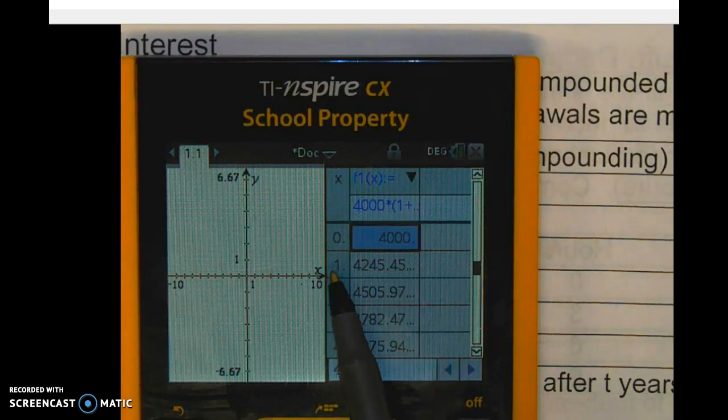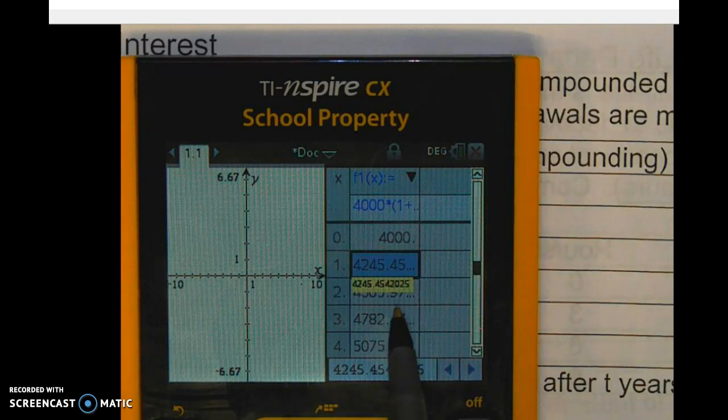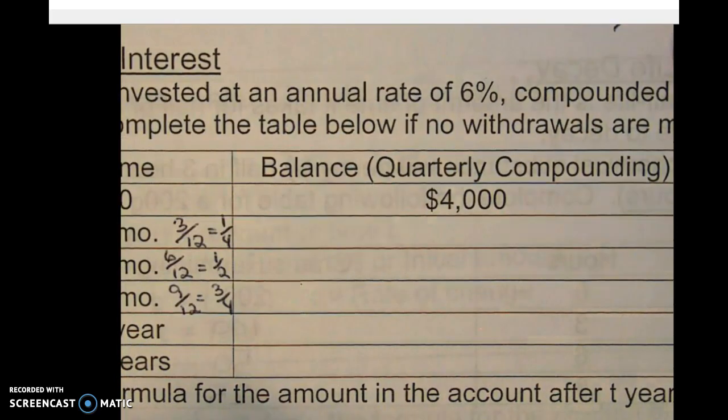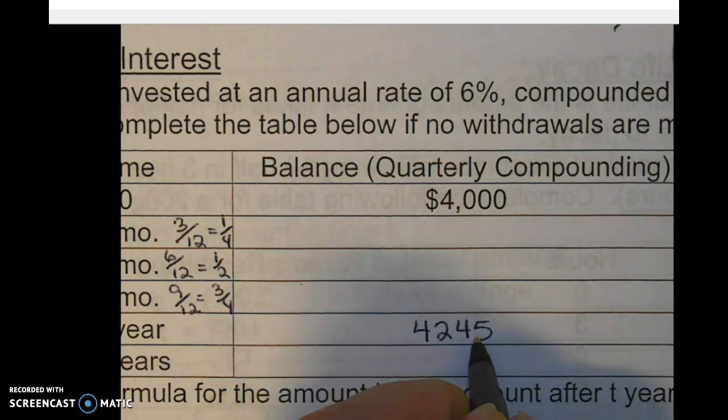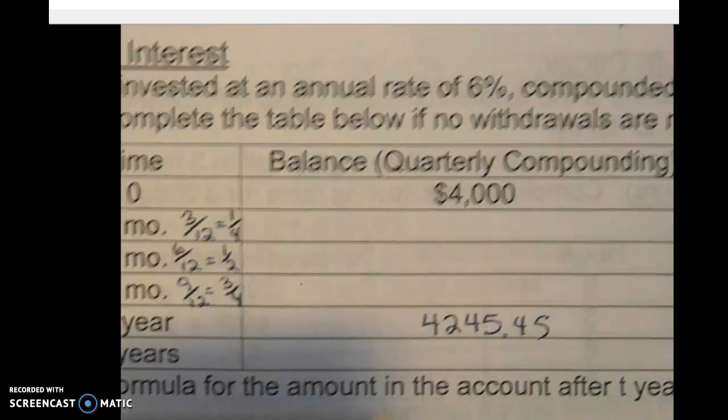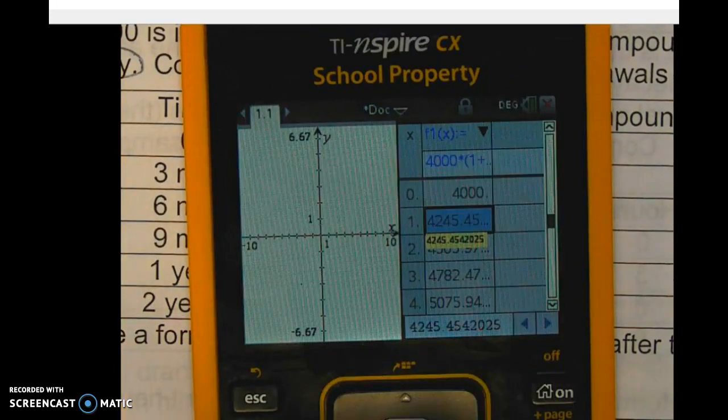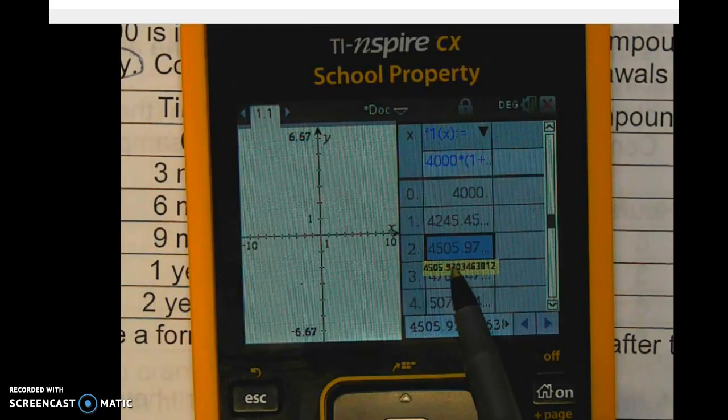And in 1 year, we're at $4,245.45. Now, if I highlight that, you can see the black numbers here. That gives you the additional decimal places in case you need to round. So this is dollars and cents. So we're going to go 2 decimal places. Okay, 2 years. Go down 1. So for 2 years, we're at $4,505.97.